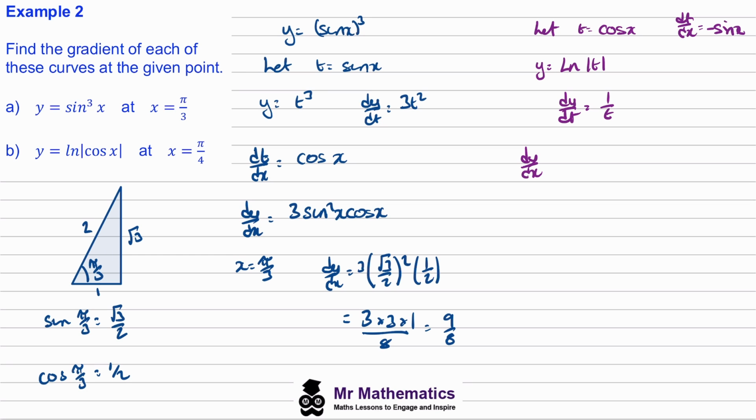So dy by dx will be dy by dt, 1 over t, which is cos x, multiplied by dt by dx, negative sine x. So we get dy by dx. And negative sine x over cos x is negative tan x. So at pi over 4, dy by dx will be the negative tan of that angle, which works out at negative 1. Let's try one more question.